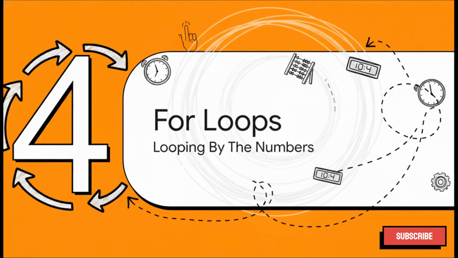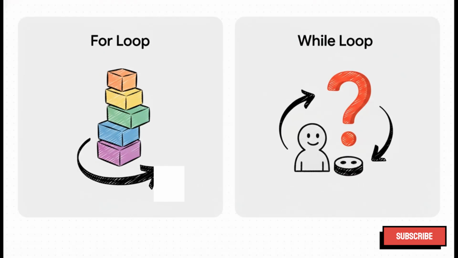All right, now for our most structured and, let's be honest, probably the most common looping tool, the for loop. This is your absolute go-to when you know exactly how many times you need to repeat something. It's really all about picking the right tool for the job. If you're looping through, say, a list of items and you already know how long it is, a for loop is almost always the clearest choice. But if you're waiting for a user to click a button and you have no idea when that'll happen, a while loop is a much better fit.